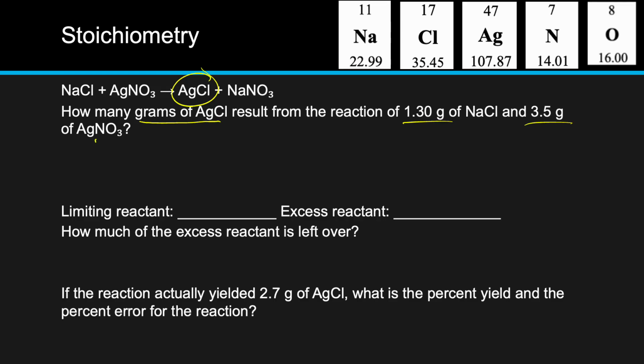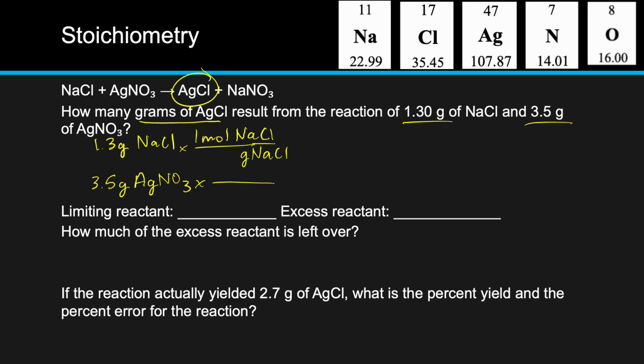So let's start with 1.3 grams of NaCl and 3.5 grams of AgNO3. First step when we are doing stoichiometry and we want to get to a new substance is we have to get to moles. So in 1 mole of NaCl, I'm going to have the molar mass of NaCl. And in 1 mole of AgNO3, I have the molar mass of AgNO3.